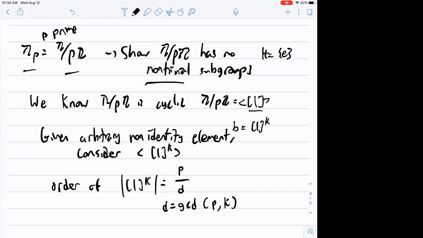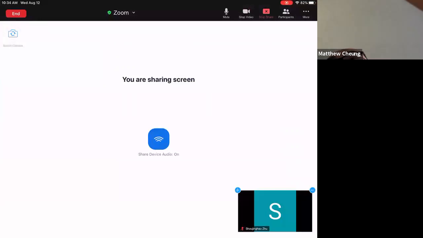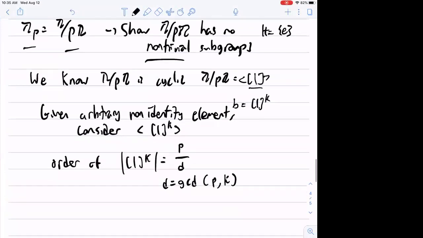p is prime. So what are the possible divisors of a prime? If I gave you a prime number, what are the possible divisors of it? 1 and itself, right? Can it be p?